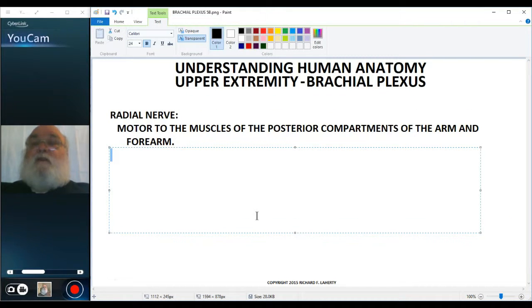Then we have the axillary nerve. And the axillary nerve is motor to 2 muscles. It's motor to deltoid and to teres minor.